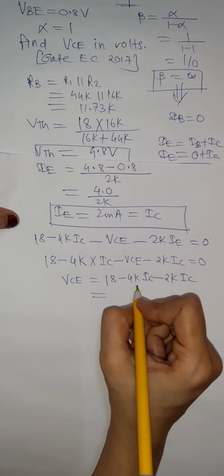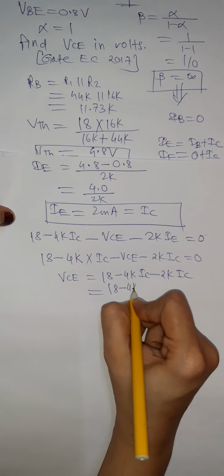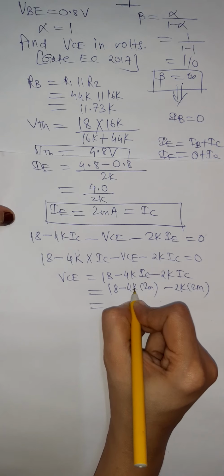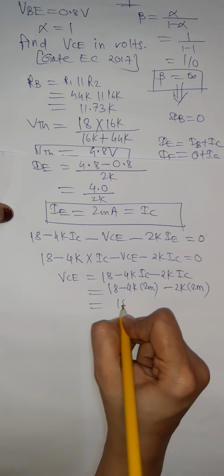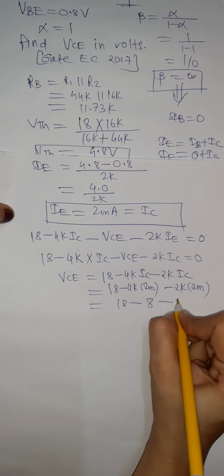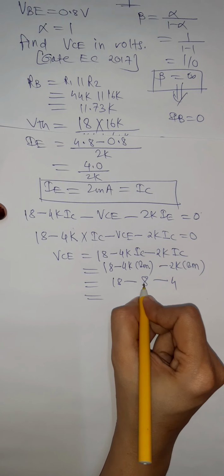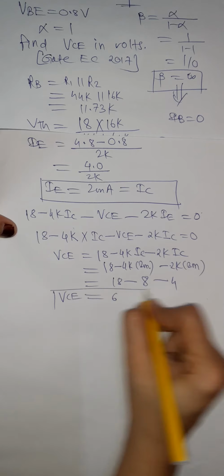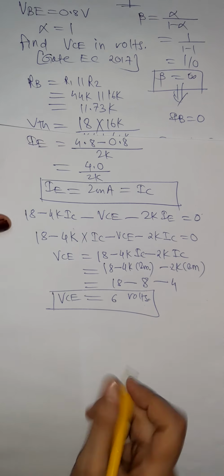Now put the value of IC, that is 2 milliamperes. 18 minus 4K into 2M minus 2K into 2M. Kilo ohms and milliampere will get cancelled out. We will get 4 into 2 is 8, 2 into 2 is 4. 18 minus 8 is 10, 10 minus 4 is 6. So the value of VCE is 6 volts. This is the final answer.